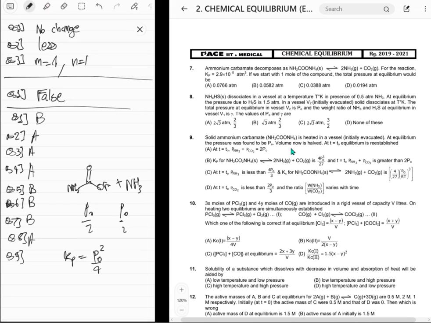So at T equal to T naught, this is 2 P naught. Well, no, some of that will go back, right? It's solid. So A is just wrong. Kp for this thing is what?